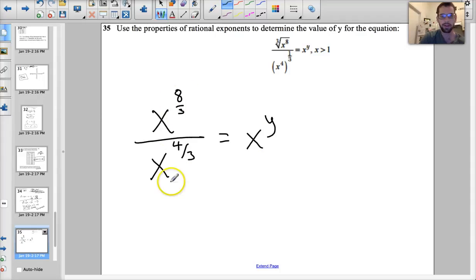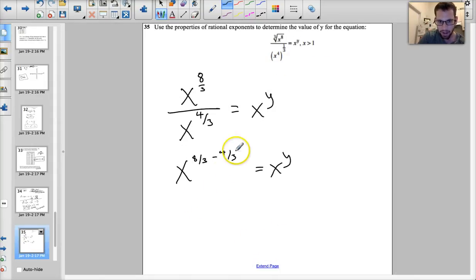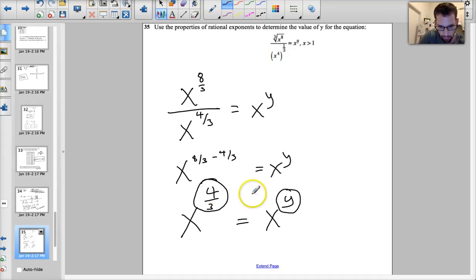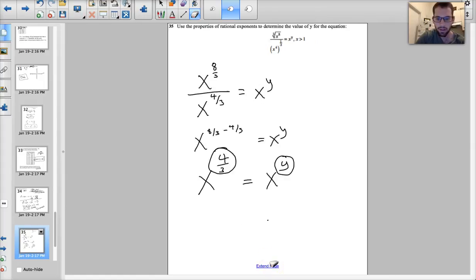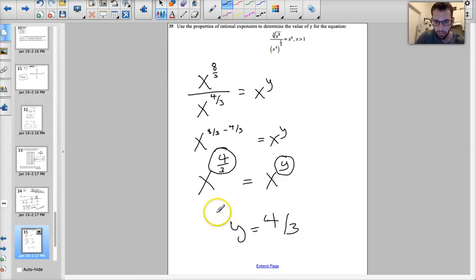Then I know anytime I do division, it's like subtracting my exponents. So this is like x to the 8 over 3 minus 4 over 3 equals x to the y power. 8/3 minus 4/3 is a common denominator, so I can just write that, and then 8 minus 4 gives me 4. So if x to the 4/3 is equal to x to the y, that means y must be equal to 4/3. It's kind of a confusing way to write it, so I'm going to actually write this out. Y equals 4 over 3.